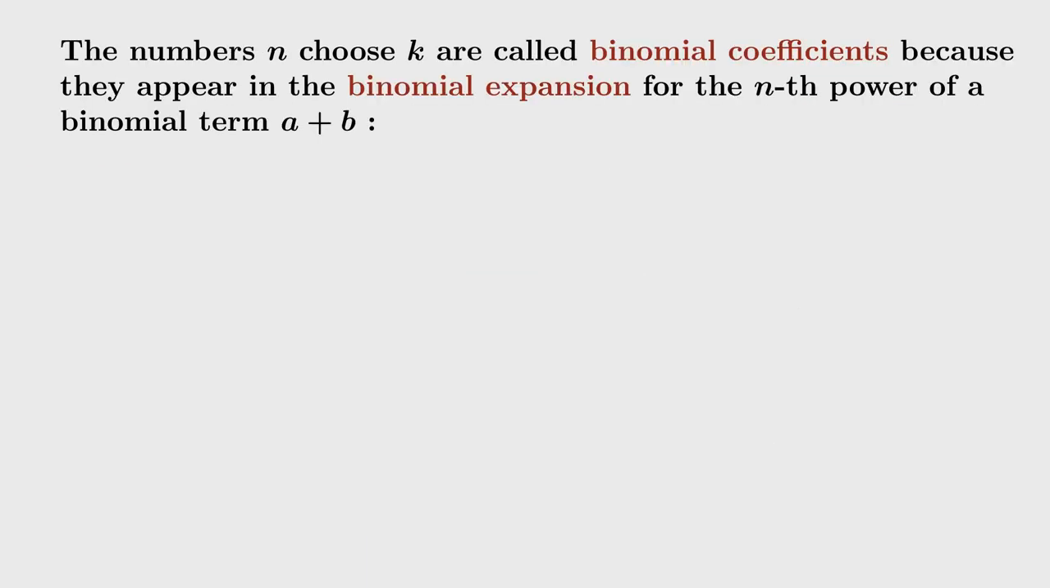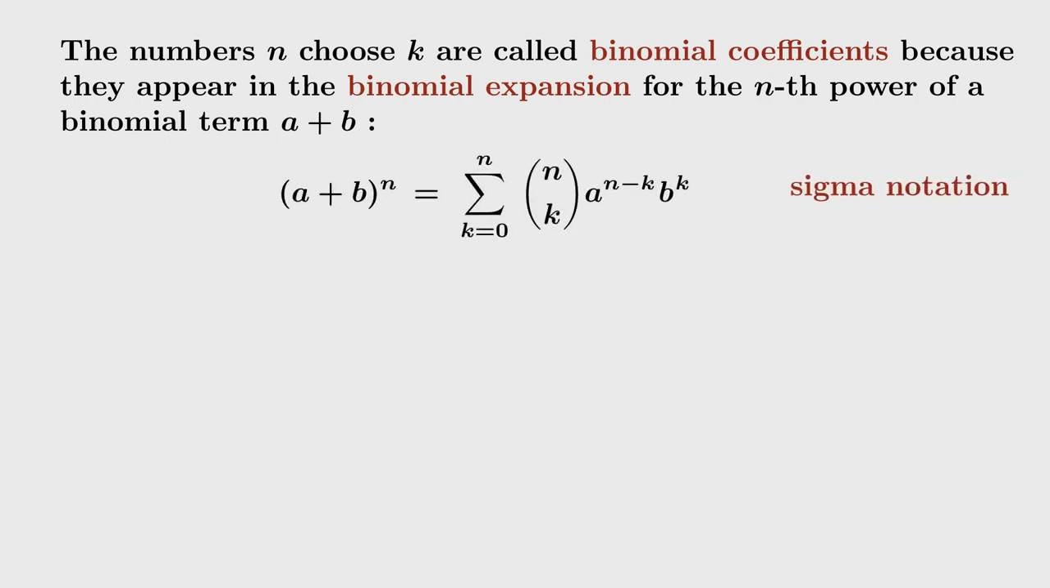The numbers n choose k are called binomial coefficients because they appear in the so-called binomial expansion for the nth power of a binomial term, that is, a sum of the form a plus b. Here's that general formula for the binomial expansion of order n in our sigma notation. It expresses the fact that a plus b to the power n is the sum of n plus 1 terms that you get by successively putting k equals 0, 1, 2, all the way up to n in the terms that you see and adding them up.